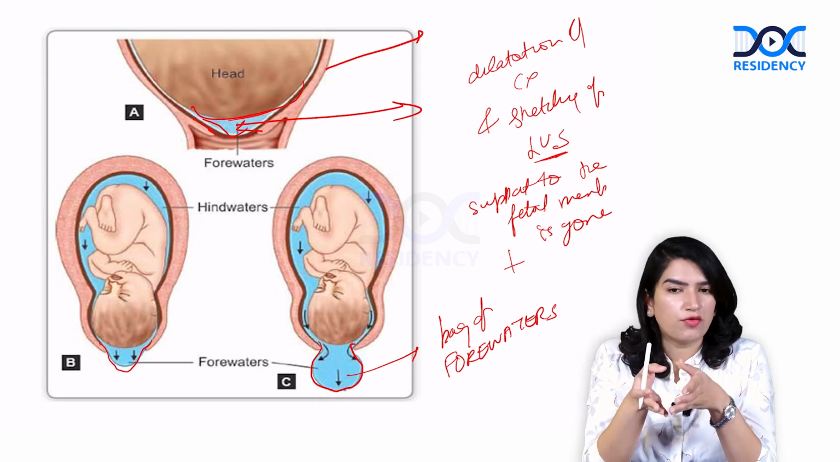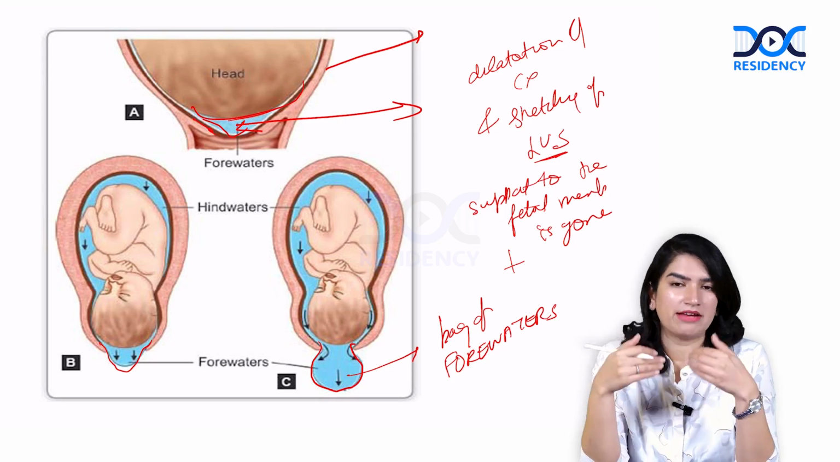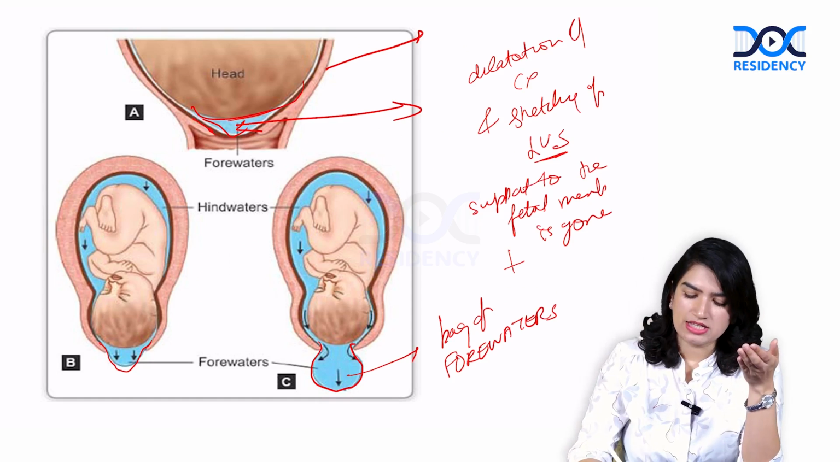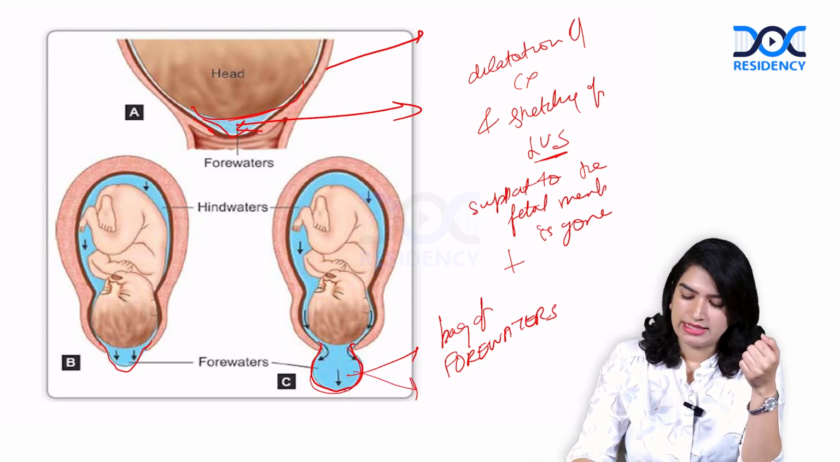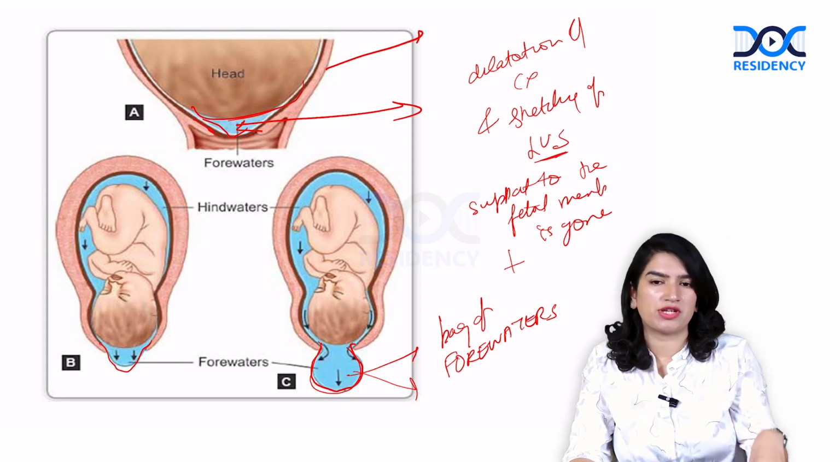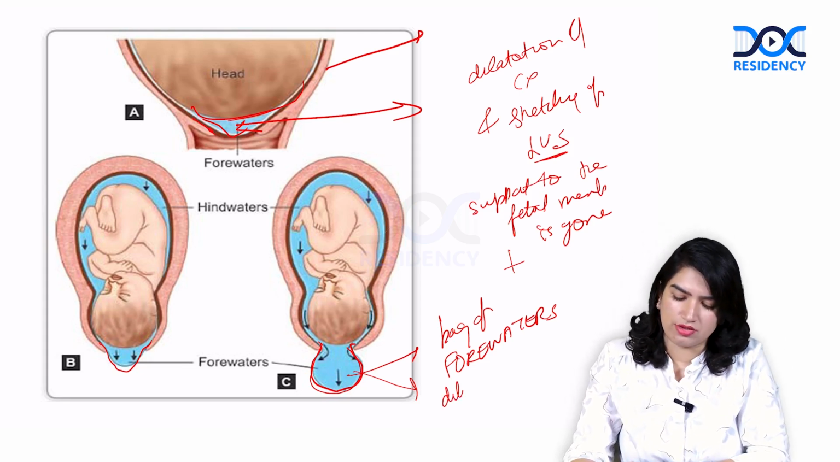So we have forewaters in front of the presenting part and we have hind waters, and these forewaters are also involved in the mechanism of labor because they give you an axis pressure in order to dilate the cervix further.